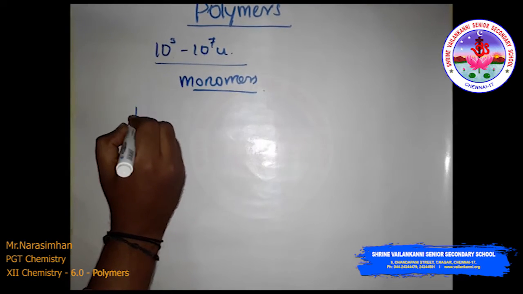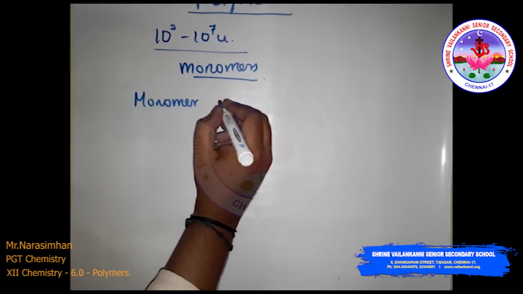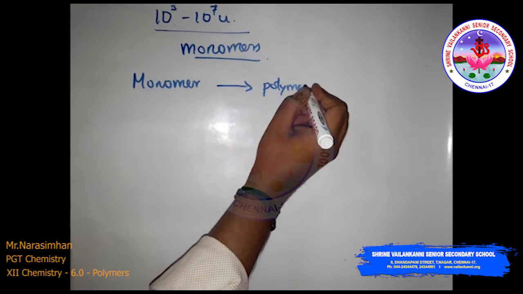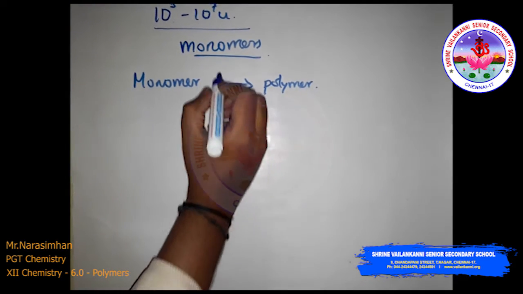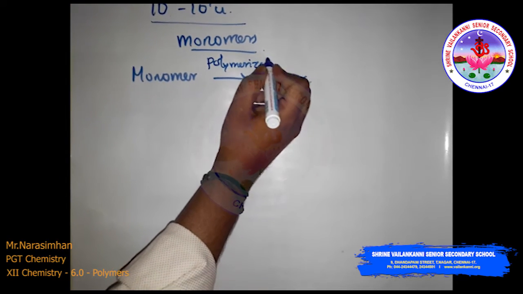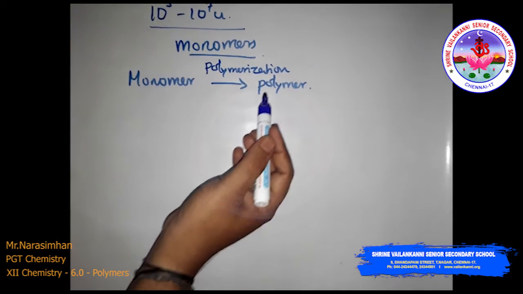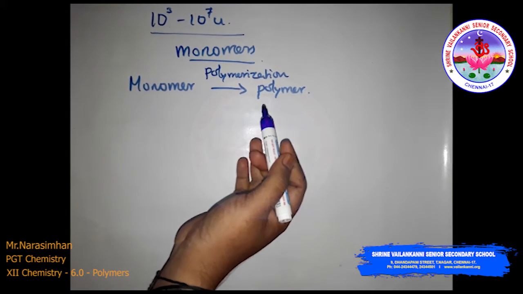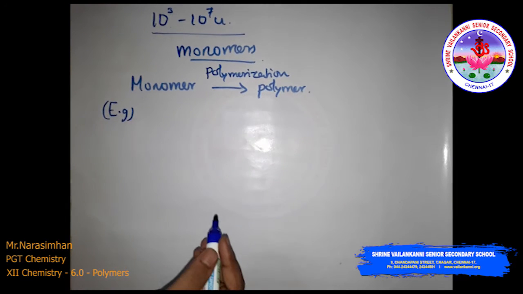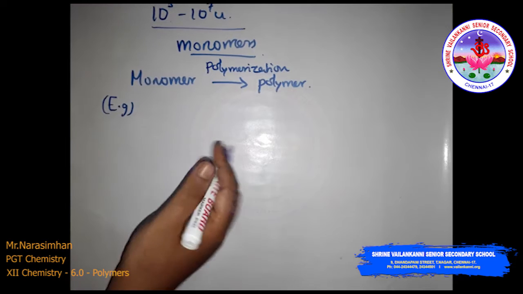So that means monomer converting to polymer. This process is called the polymerization process. So monomer converts to polymer, and that process is called the polymerization process. For example, ethene converts to polyethene. That means the double bond converts to single bond.